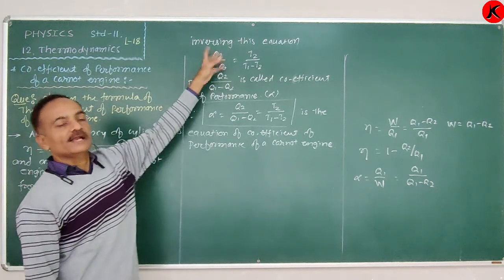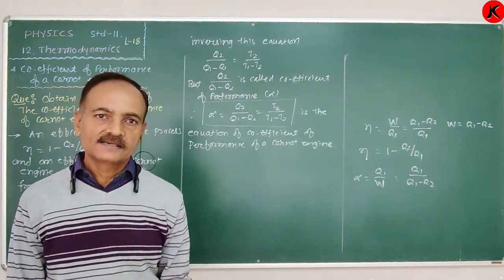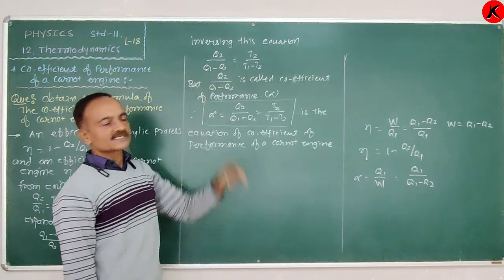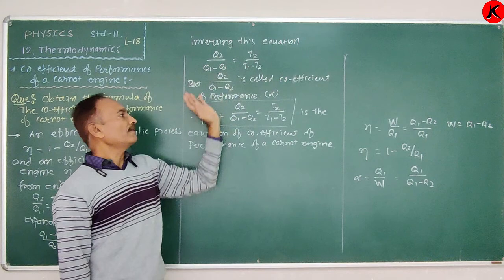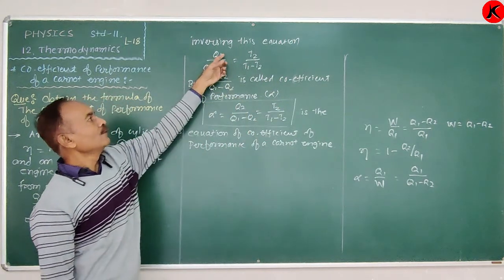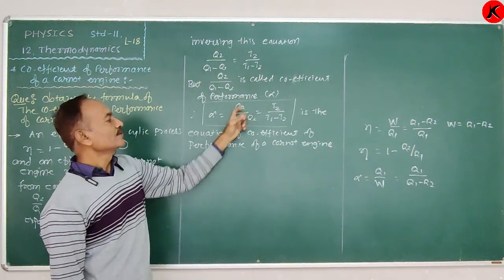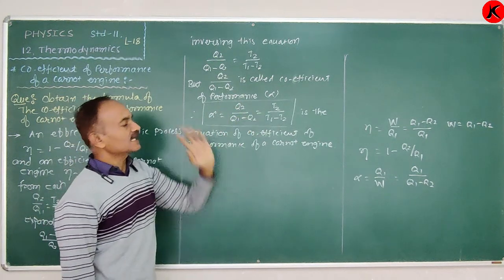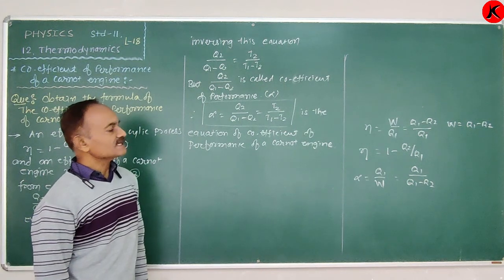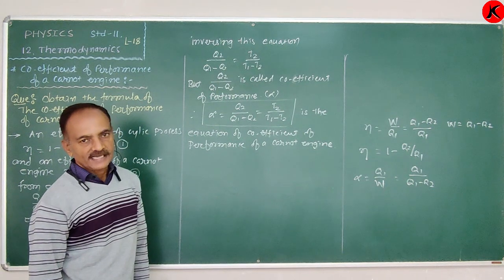But we know that we already derived the equation of coefficient of performance for a refrigerator, Q2 upon W. So here Q2 upon Q1 minus Q2 is known as the coefficient of performance denoted by alpha. So we substitute the value of Q2 upon Q1 minus Q2 as alpha. Therefore, alpha is equal to Q2 upon Q1 minus Q2, which is equal to T2 upon T1 minus T2. This is the equation of coefficient of performance of a Carnot engine.